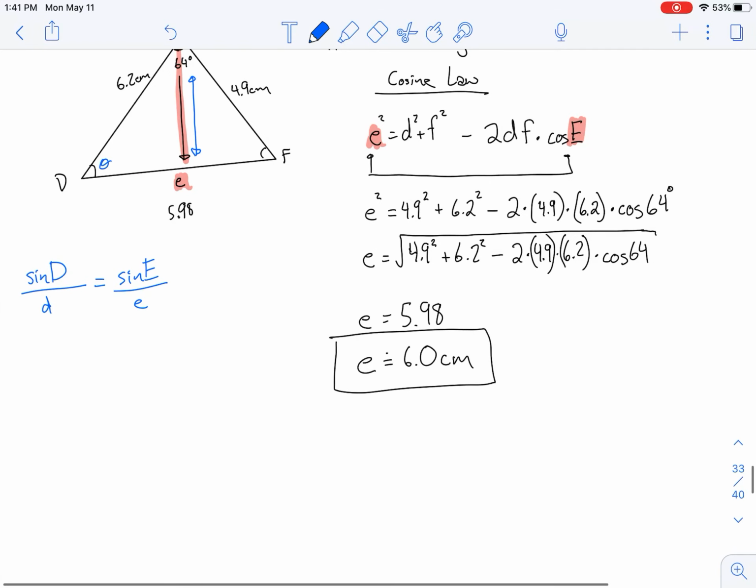So we can fill in some values I know and I don't know. I don't know angle D. Side D is 4.9, equal to sine E, which is sine 64, divided by 5.98. I'm going to use the non-rounded version, to be a little more accurate here than rounding it to 6.0. And then I have to solve for a missing angle. So I'm going to multiply both sides by 4.9. Once again, if you're unsure what I'm doing here, make sure you've gone back and done sine law. You need to be comfortable with sine law here.